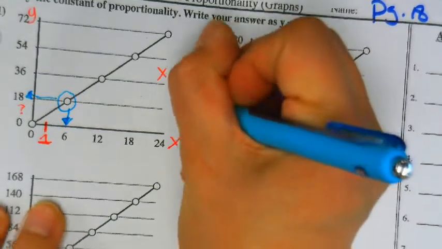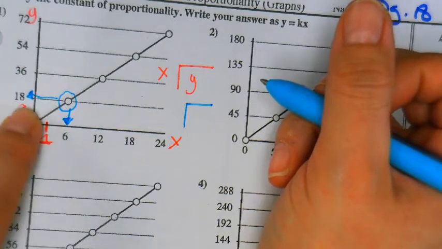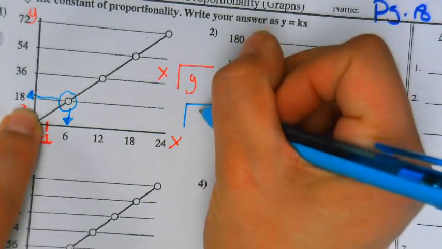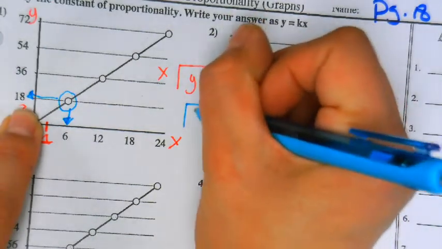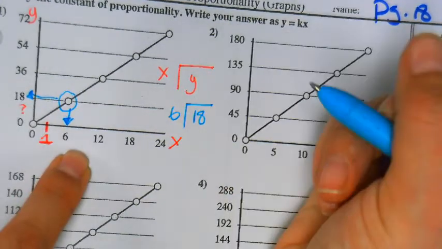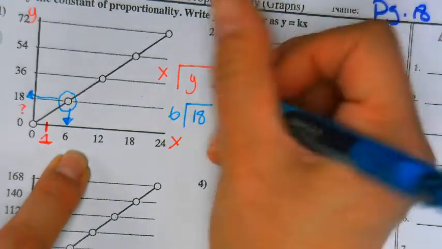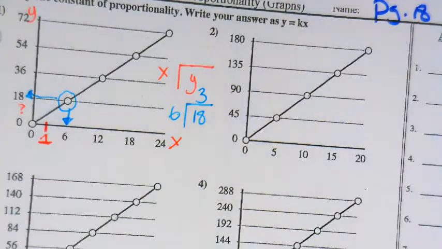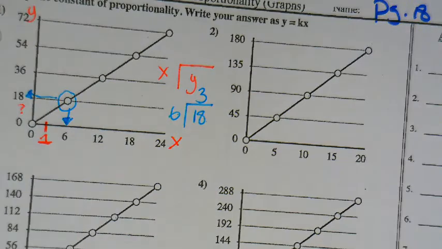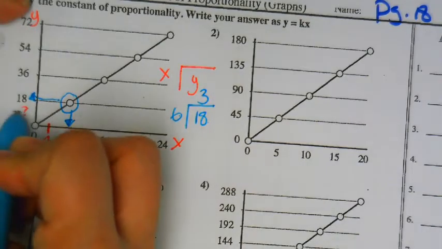Okay, so picking these points. What number goes inside? 18, because it's a Y. What number goes outside? 6. All right, so how many times does 6 go into 18? 3. Guess what? That is your 1. That is your unit rate. 3. So right here where it would be 1, this number would actually be 3.